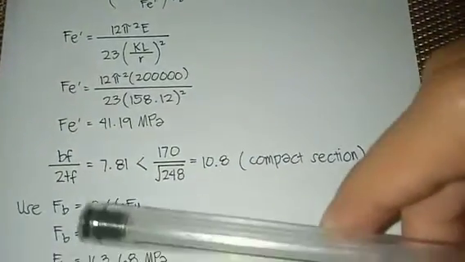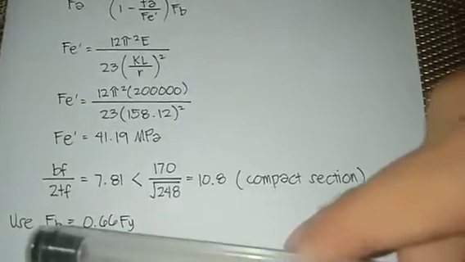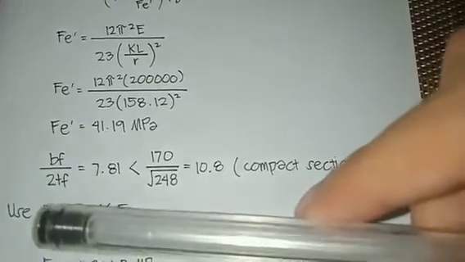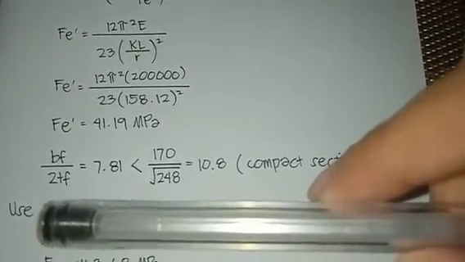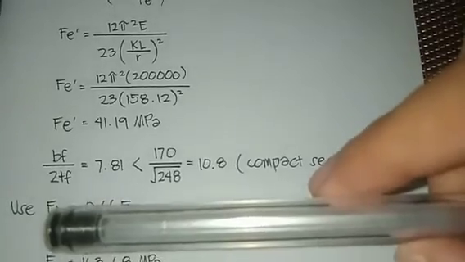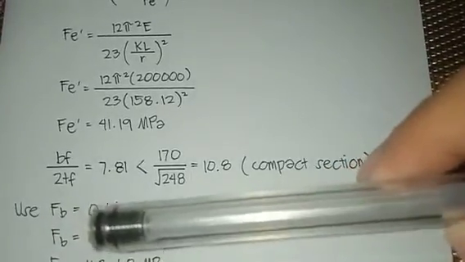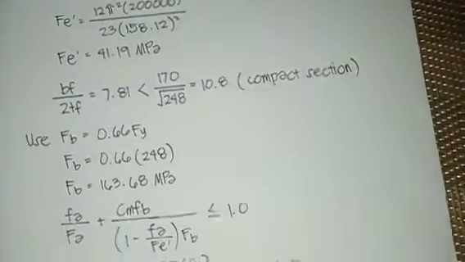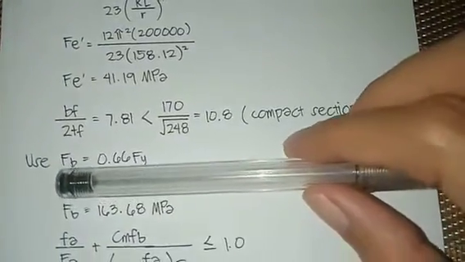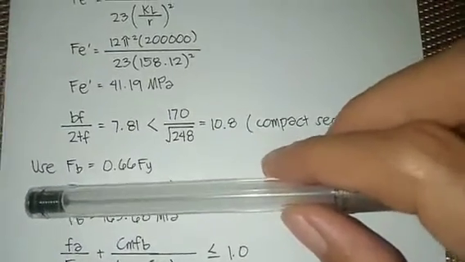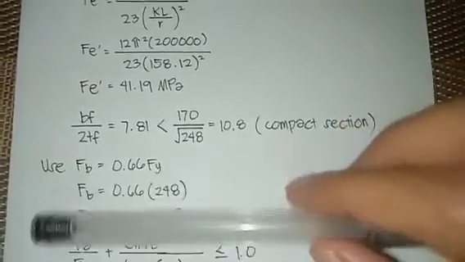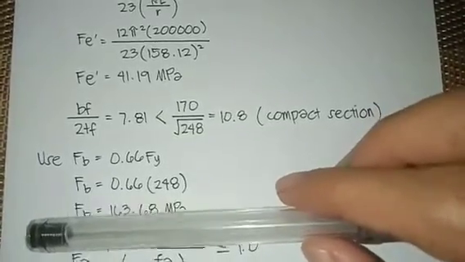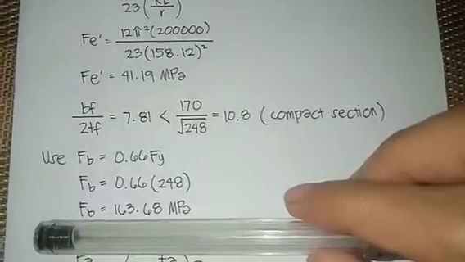Then, for the compact section check, bf over 2tf is equal to 7.81, which is lesser than 170 over the square root of 248, equal to 10.8. So it is a compact section, and we are going to use Fb is equal to 0.66 Fy. So, Fb is equal to 0.66 times 248, which is equal to 163.68 megapascal.